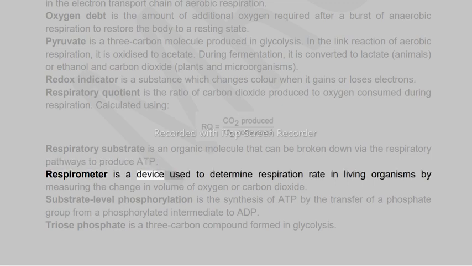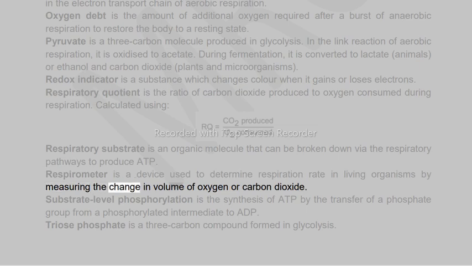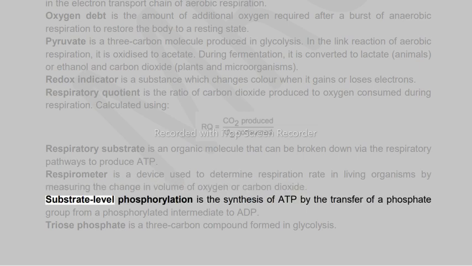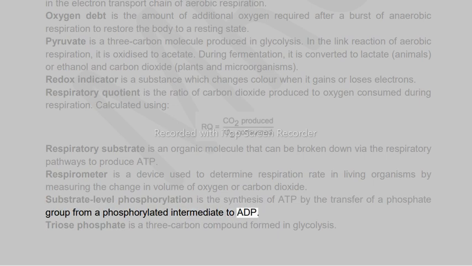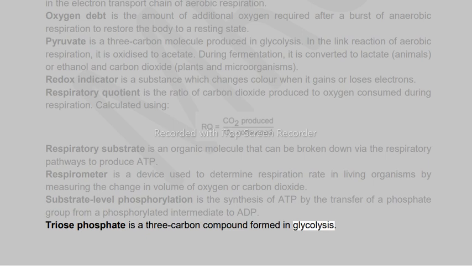Respirometer is a device used to determine respiration rate in living organisms by measuring the change in volume of oxygen or carbon dioxide. Substrate-level phosphorylation is the synthesis of ATP by the transfer of a phosphate group from a phosphorylated intermediate to ADP. Triose phosphate is a 3-carbon compound formed in glycolysis.